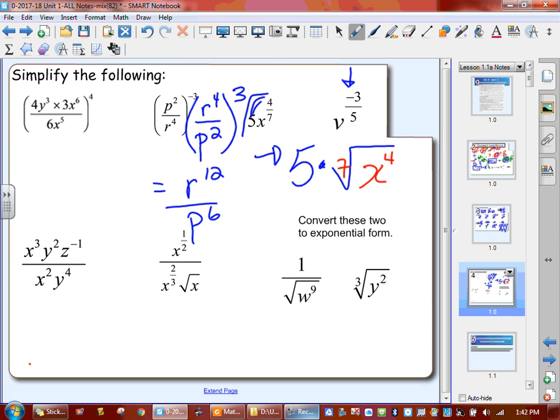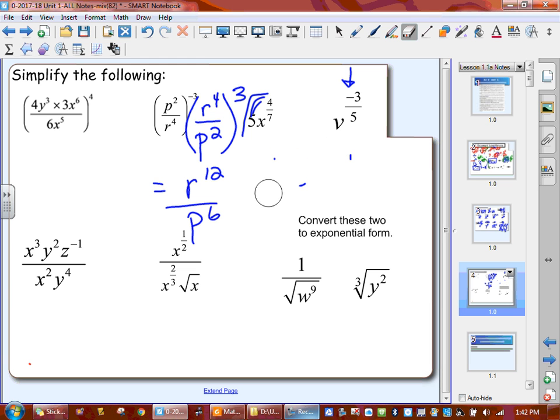The one beside it, we need to flip it. But it's not in a fraction. So how do I flip a number that's not in a fraction? Put it in a fraction. So how do I make it into a fraction? Over 1. Good. All right. Just get rid of this. So, over 1. And now we're going to flip it top bottom. So we're going to get 1 over v to the positive 3 over 5.